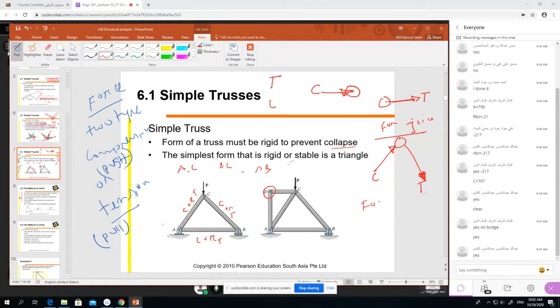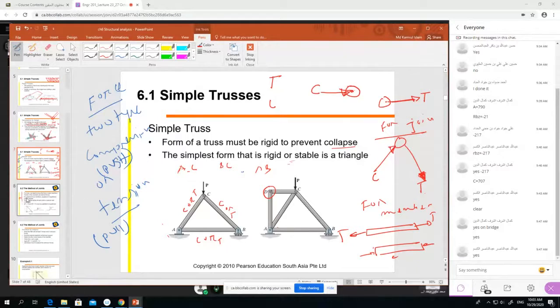And for a member, the drawing is like this. For a member, we show it like this. For a member, this is tension, right? And this is tension, and this is compression. All right. So this is how we draw it, and how we show it in the analysis.